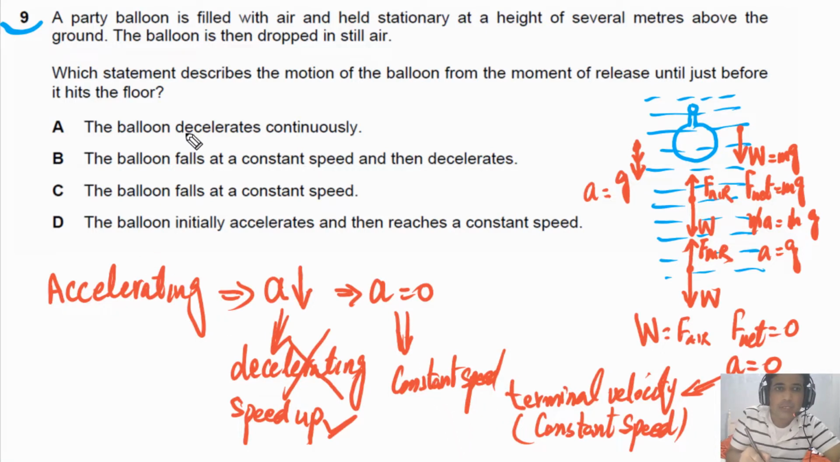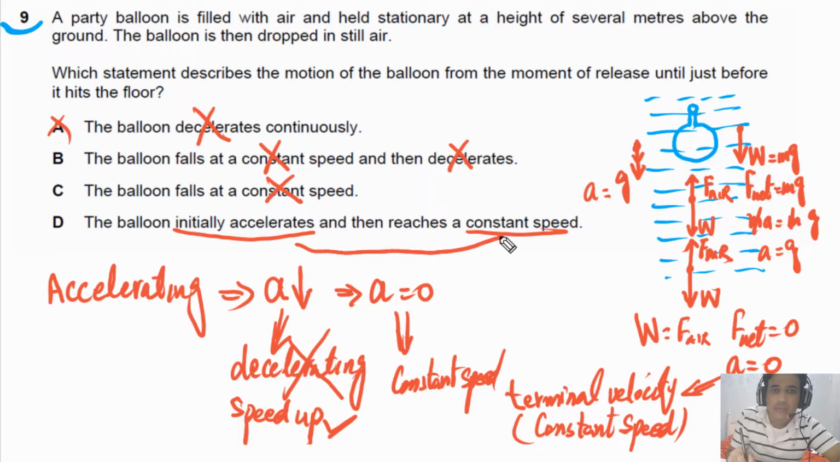Now, if you look at option A, decelerate, this is wrong. This is an incorrect option. Balloon falls at constant speed, incorrect. Balloon accelerate, decelerate, incorrect. Falls at constant speed, incorrect. The last option, accelerate, then constant speed, is the right option. So the answer is D. D is the right answer.